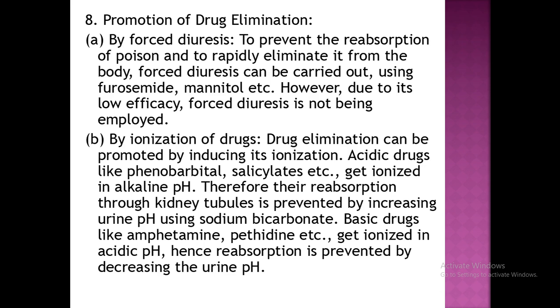Then another method is by ionization of drugs. Drug elimination can be promoted by inducing its ionization. Acidic drugs like phenobarbital, salicylates, etc. get ionized in alkaline pH. Therefore, their reabsorption through kidney tubules is prevented by increasing the urine pH using sodium bicarbonate. Then basic drugs like amphetamine, pethidine, etc. get ionized in acidic pH. Hence, reabsorption is prevented by decreasing the urine pH.